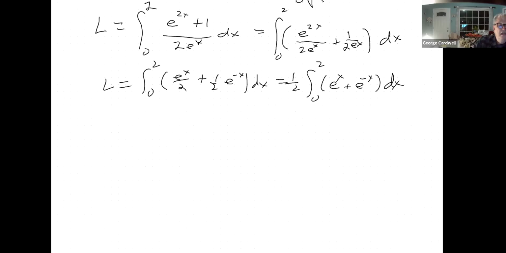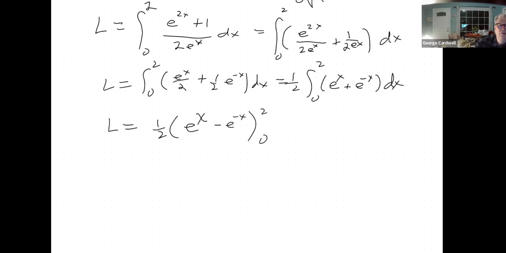That means the length is now 1/2. The integral of e to the x is e to the x. What's the integral of e to the minus x? Well, it's e to the minus x with a minus in front of it. You can check that. Did you get this? And then you've got to put in here 2 and 0.